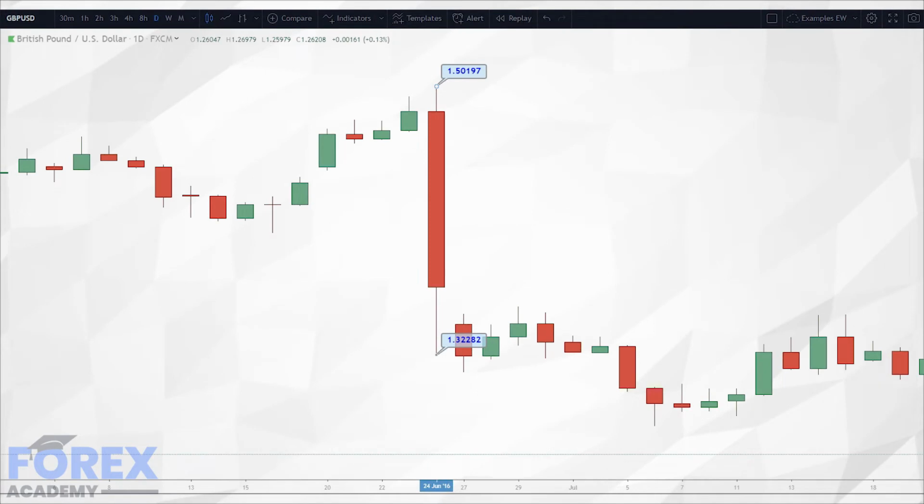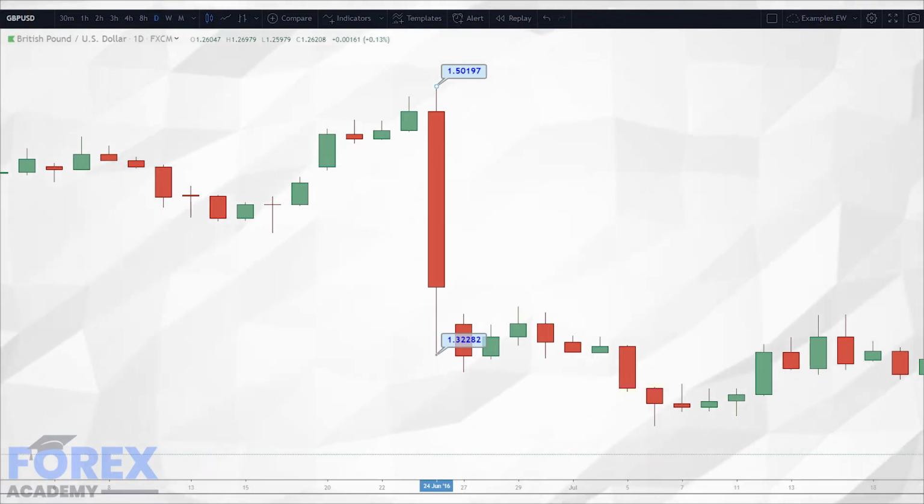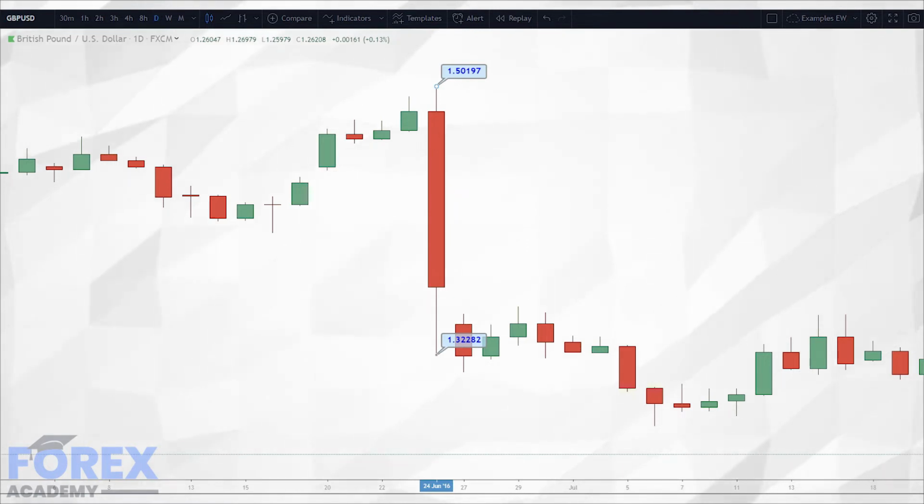Case Study 1. On the 23rd of June 2016, the British voted in a referendum to leave the European Union, Brexit. This sent shockwaves through the financial markets and resulted in the British pound plummeting in value against its peers. In example A, we can see a huge red bearish Japanese candlestick descending from a high of over 1.50 to a low of 1.32 against the dollar. This was during overnight trading post the referendum result.